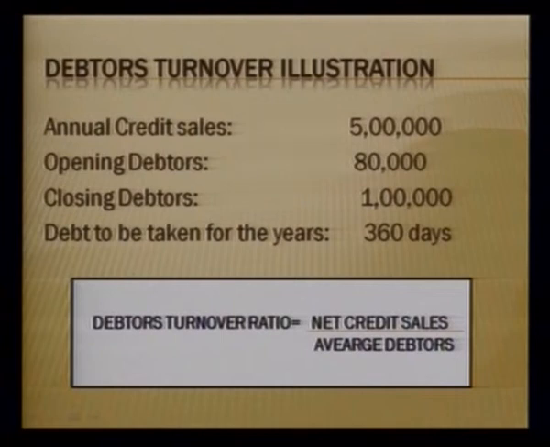Now, to take an illustration for the debtors turnover ratio, let us assume that the total annual credit sales are 5 lakh, the opening debtors are 80,000, the closing debtors are 1 lakh, and the number of days in a year, instead of 365, is defined as 360. So debtors turnover ratio would mean the net.